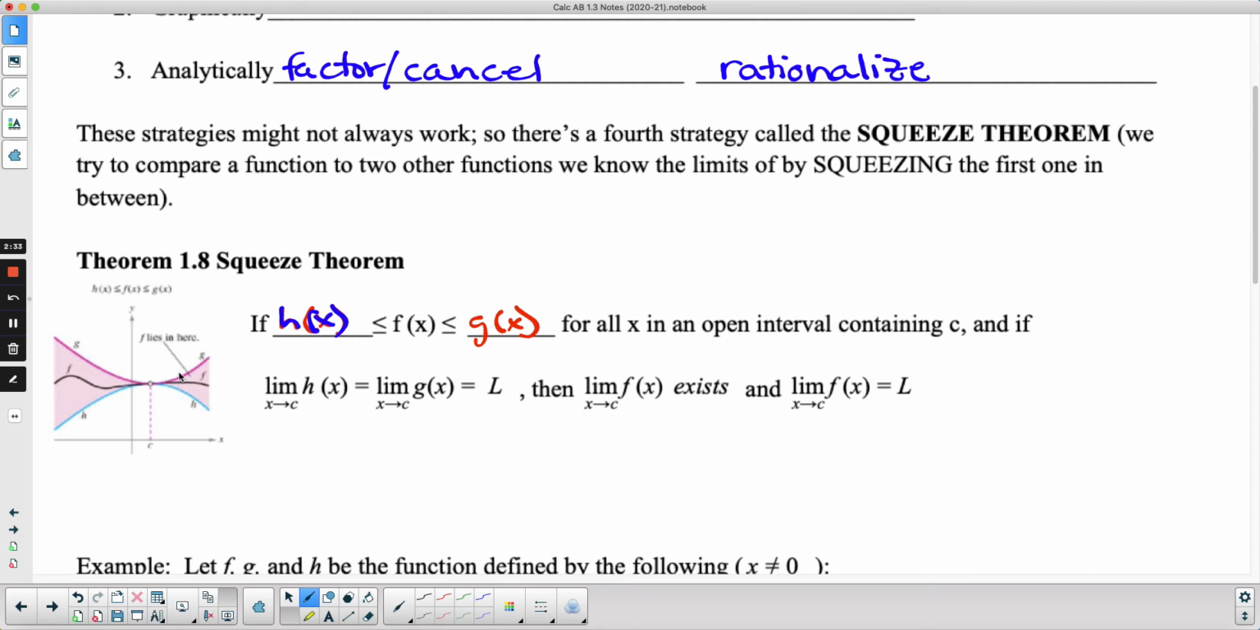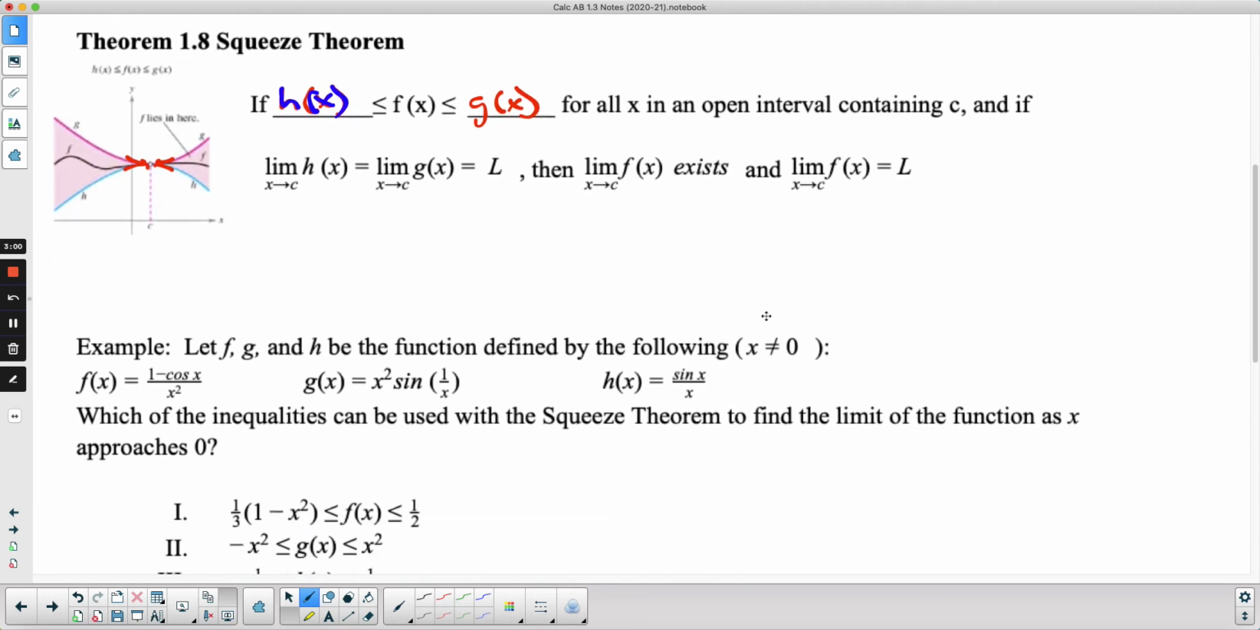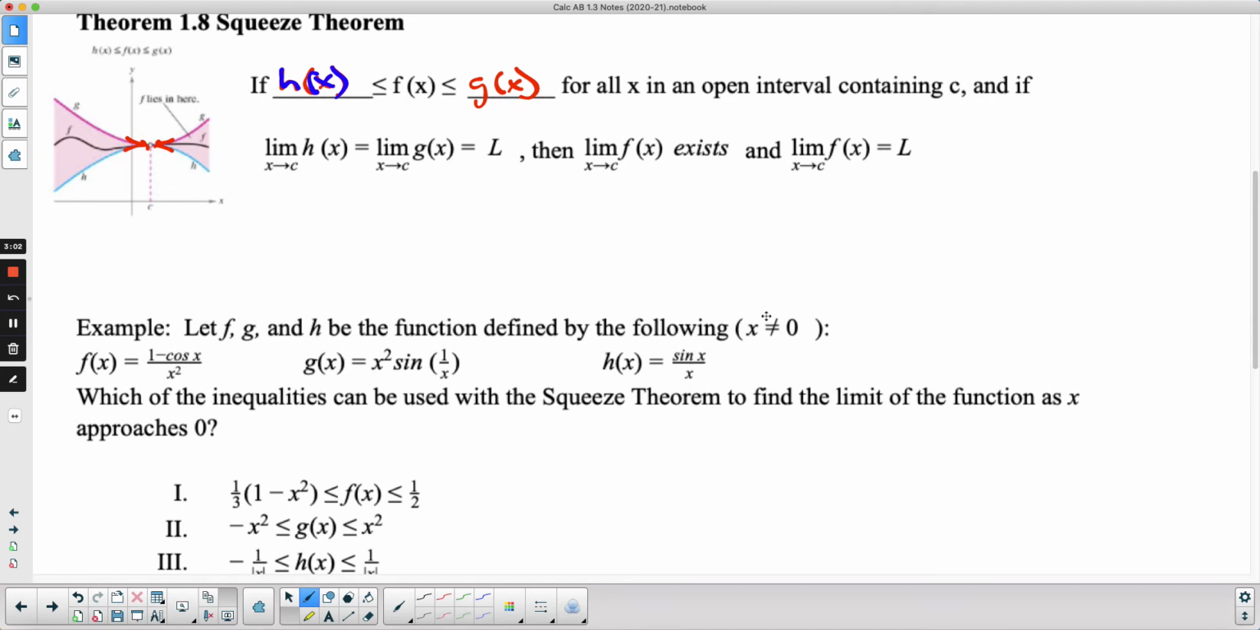If we know then that those two functions intersect at that x equals c value and those are the same limit, so the limit as x approaches c of g, and the limit as x approaches c of h here, and those end up being the same limit, then we know the limit as x approaches c of f of x, the original function we were given, exists, and it's equal to that same limit as well. All right, now these theorems can get kind of wordy, so let's see how we might actually be able to use them.